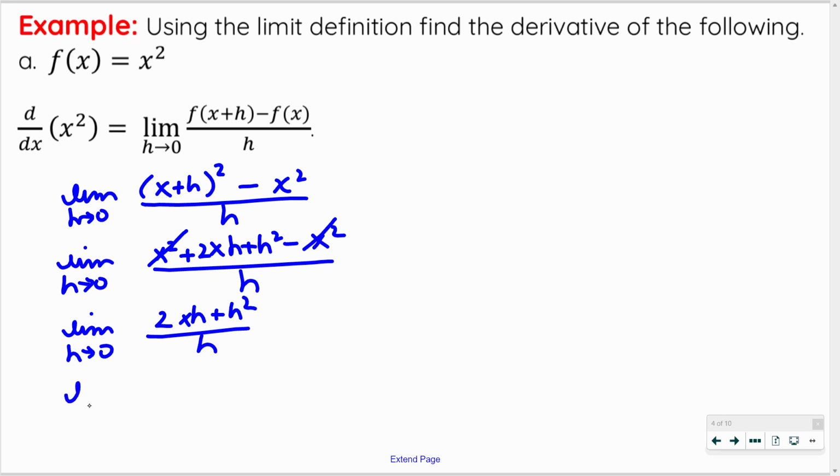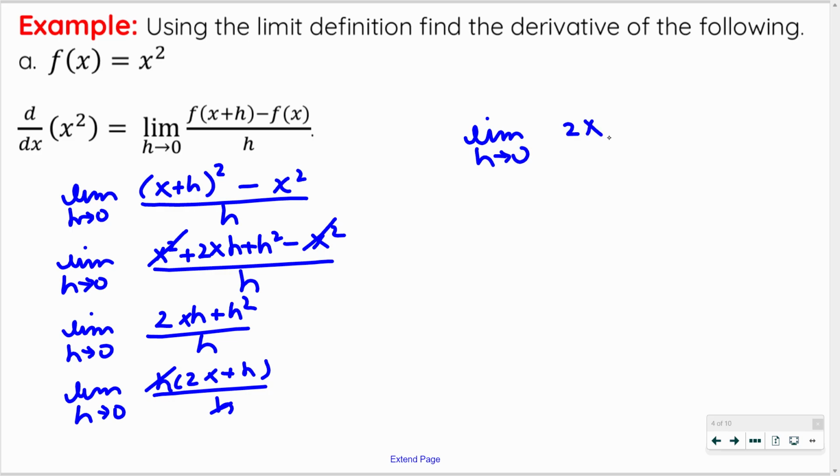So in the numerator, I am going to factor an h, and I'm left with 2x plus h all over h. Cancel my h values. Then I'm left with the limit as h approaches 0 of 2x plus h. So I can sub it in now, so 2x plus h, with h being 0, is just 2x. So this is what the derivative is. The derivative is 2x. That's the slope of all tangent lines to that graph.